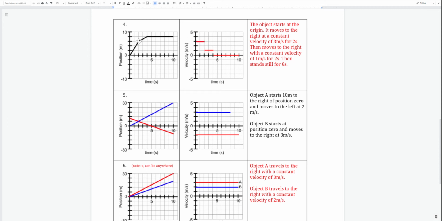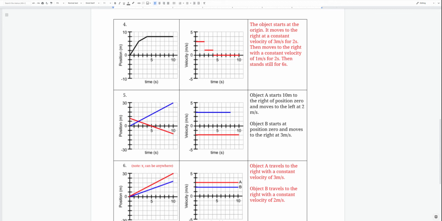Then this object goes 2 meters, remember our scale, 2 meters in 2 seconds. So its slope is 1, making its velocity positive 1 for this section for the next 2 seconds. And then it just stands still for the rest of the time. Slope of 0, so velocity is 0 for the last 6 seconds.